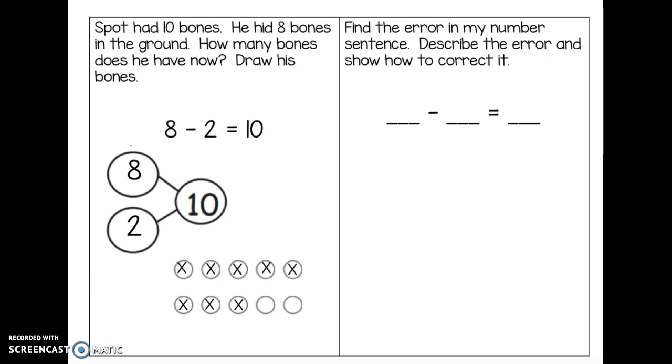Remember in your Seesaw video, talk to me about the mistake I made and how you know that your number sentence is correct.